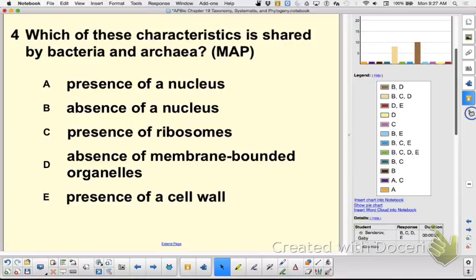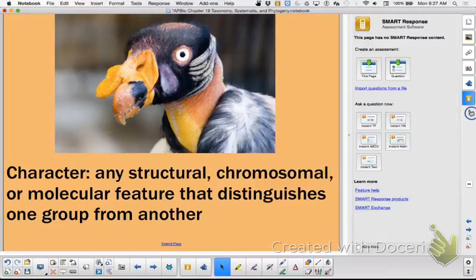Maybe you want to put this in your notes. Bacteria? Yes. So do fungi. Remember peptidoglycan? They have a nucleus, they have ribosomes. So we don't have a nucleus, we do have ribosomes.